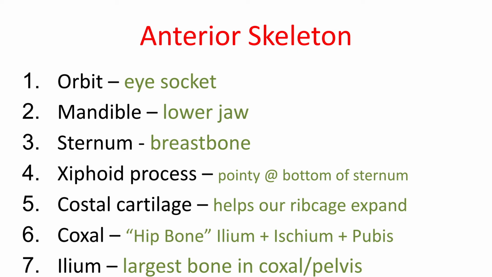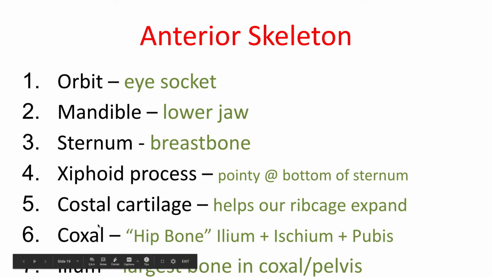You'll be responsible for being able to locate and identify visually the orbit, or the eye socket, inside of the skull. And again, this is for the anterior skeleton. You'll be responsible for being able to locate the mandible, the lower jaw, the sternum, your breastbone, the xiphoid process, which is the pointy bit at the very bottom of the sternum, and your costal cartilage, which helps our rib cage expand. It's the cartilaginous portion of that rib cage.